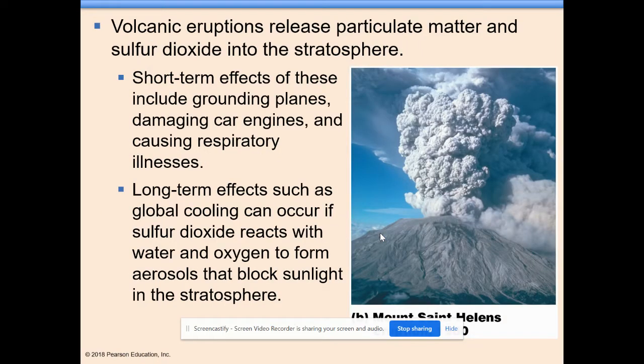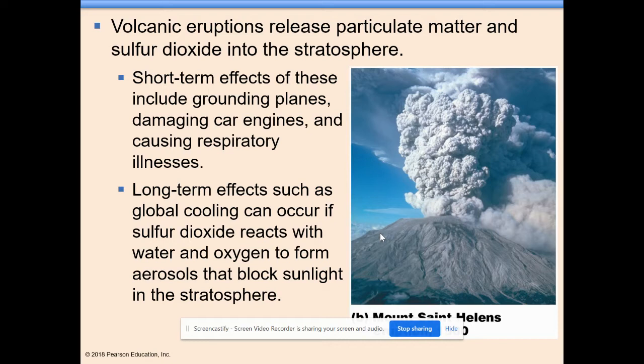Volcanoes can also cause natural occurrences of air pollution where it releases a bunch of particulate matter and sulfur dioxide into the stratosphere. We'll talk more specifically about particulate matter in a little bit. But sulfur dioxide is a component in acid rain. It combines with water to make sulfuric acid, and that can cause the pH of the water in the atmosphere to go down, become acidic.